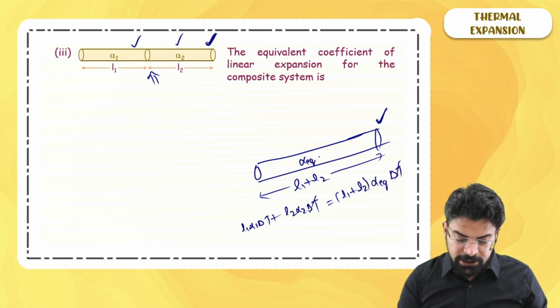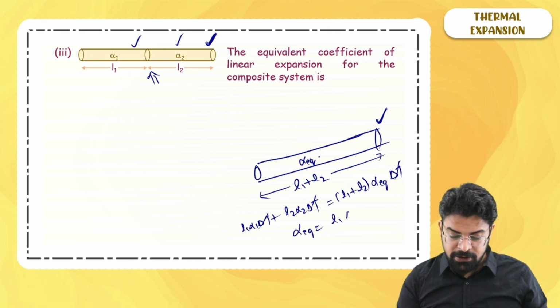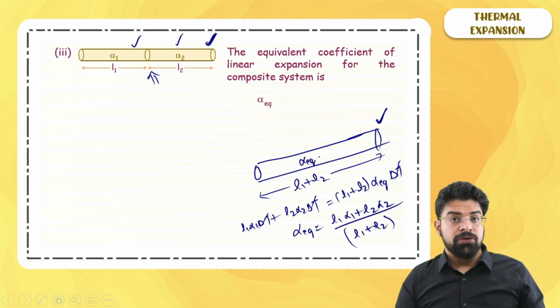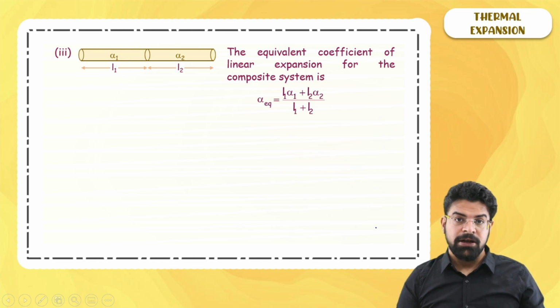Delta T cancels out. So you get alpha equivalent equals L1 alpha 1 plus L2 alpha 2 by L1 plus L2. Okay, so alpha equivalent equals L1 alpha 1 plus L2 alpha 2 by L1 plus L2.